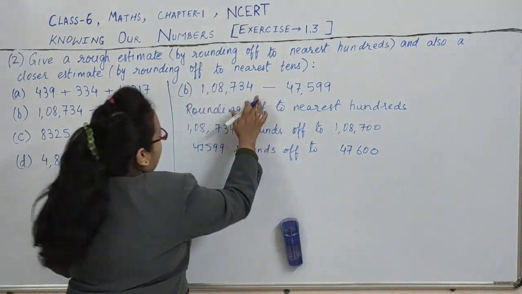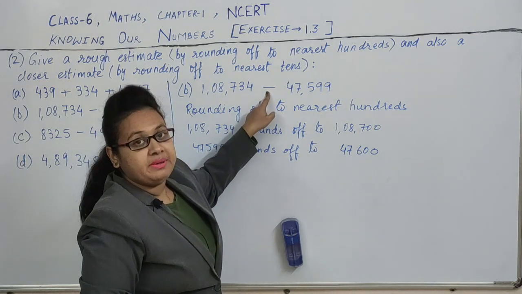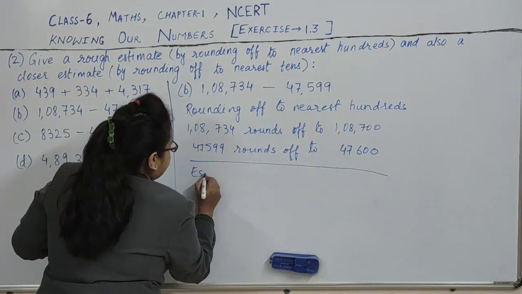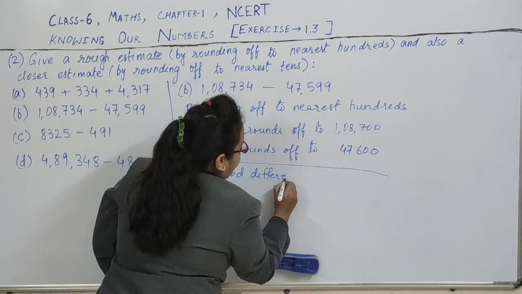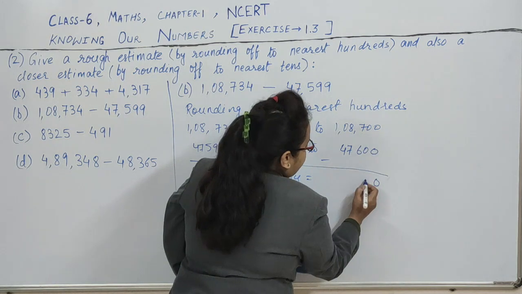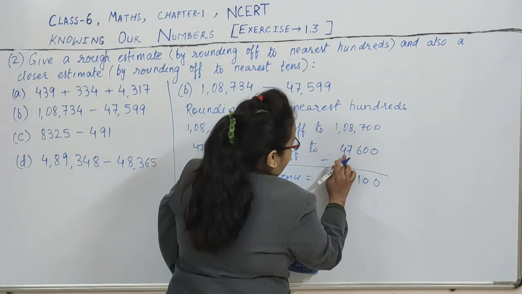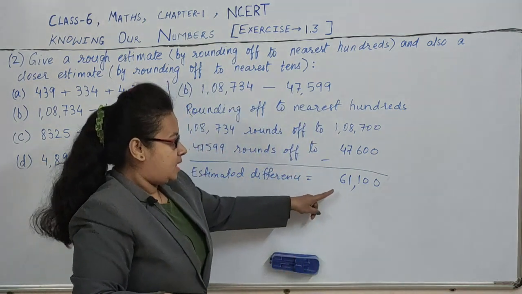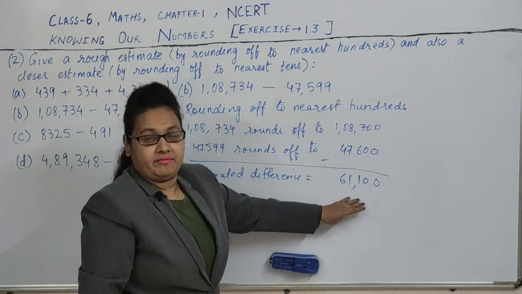Okay, we have to write it like this: 47,600. Now there is a minus sign in between, so we have to get a rough estimate of the difference. So we have to find the estimated difference. What will be that? We have to subtract it. 0 minus 0 is 0, 0 minus 0 is 0, 7 minus 6 is 1, 8 minus 7 is 1. This becomes 10, 10 minus 4 is 6, and this is 0. So this is 61,100. So what is the estimated difference? This is the answer.